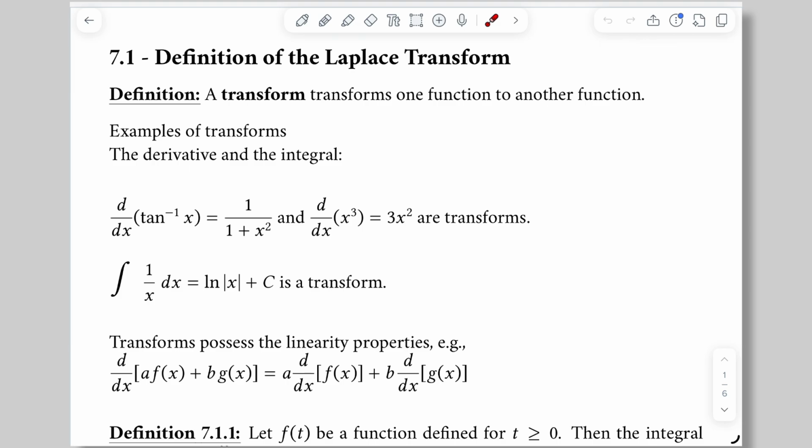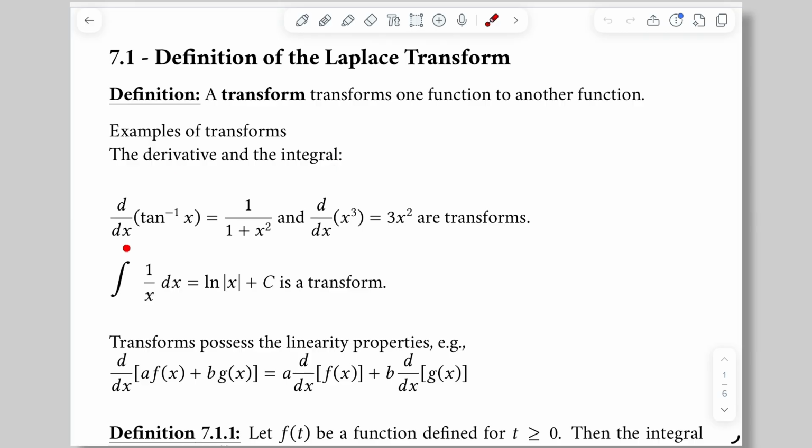The next several sets of videos introduce us to the Laplace transform and then show us how it is used in solving differential equations. First, I'm going to start by defining a transform, and it's a terrible definition, but it transforms one function to another function. You've seen transforms before because the derivative and the integral are both transforms.